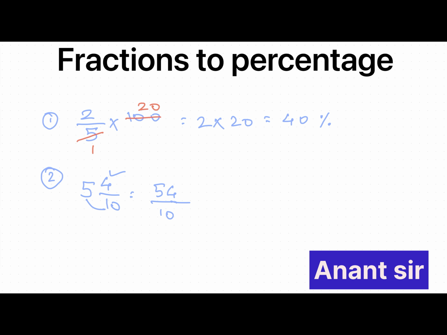You have to tell me which kind of fraction it is. Is it proper or improper? Okay, please comment on that. So now 10 ones are 10, 10 tens are 100. So it becomes 54 into 10. That is 540%. Again, very important to give that sign.